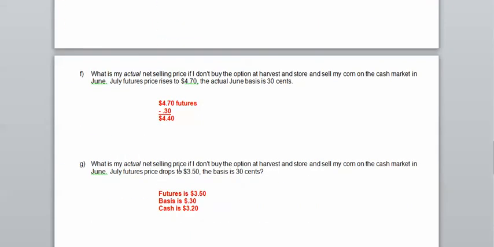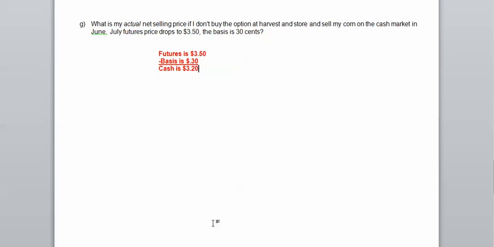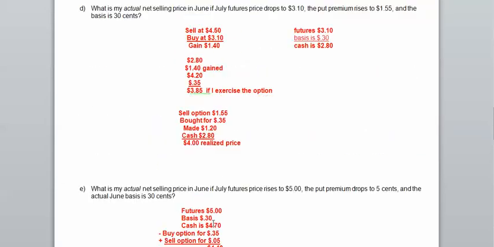What's my actual net selling price if I don't buy the option at harvest and I sell my corn on the cash market? Futures price drops, and basis is 30 cents. Futures is 350, basis is 30 cents under. That means cash is 320. That's what we get then, 320 a bushel. That's why we buy options. We don't want to get stuck in that situation where we're taking a low realized price for our grain. So, hope you all understood what happened here.